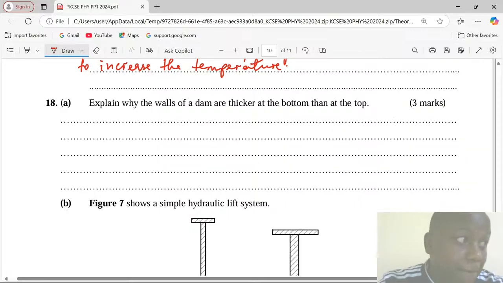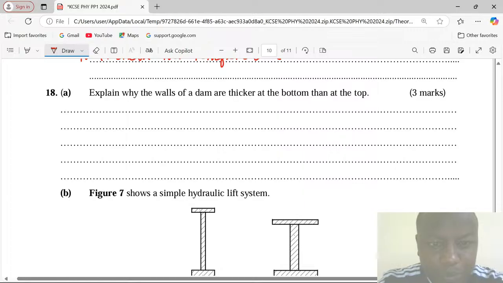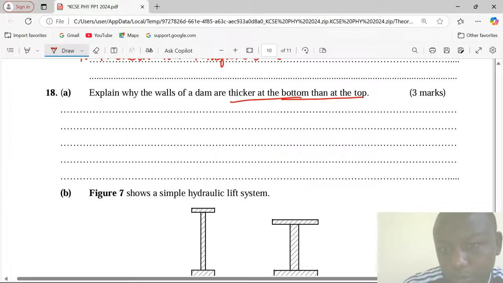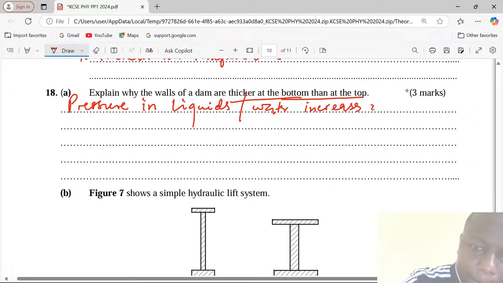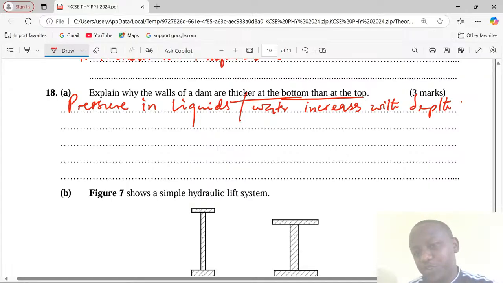Yeah, that is it. Number 18. Explain why the walls of a dam are thicker at the bottom than at the top. We know that pressure in liquids, and you know water is a liquid, increases with depth. Pressure in liquids increases with depth.